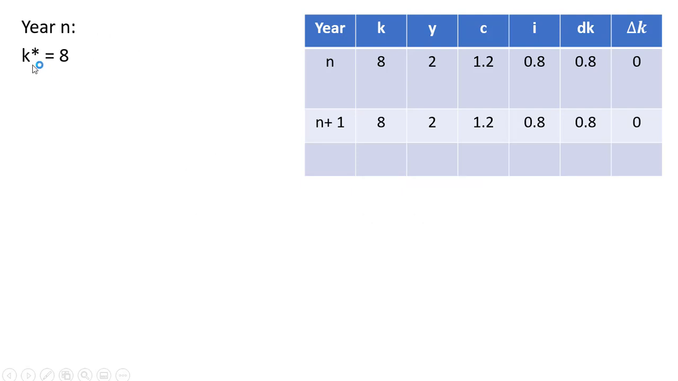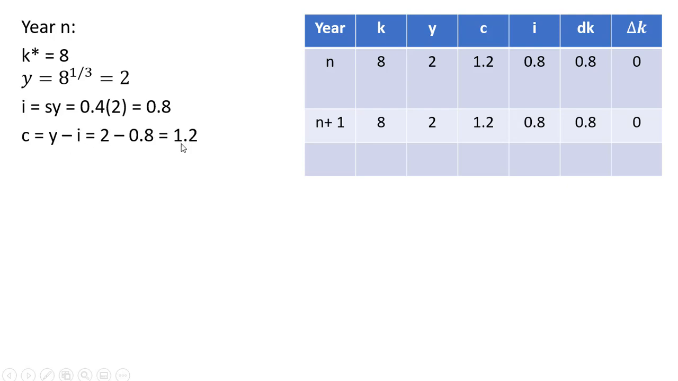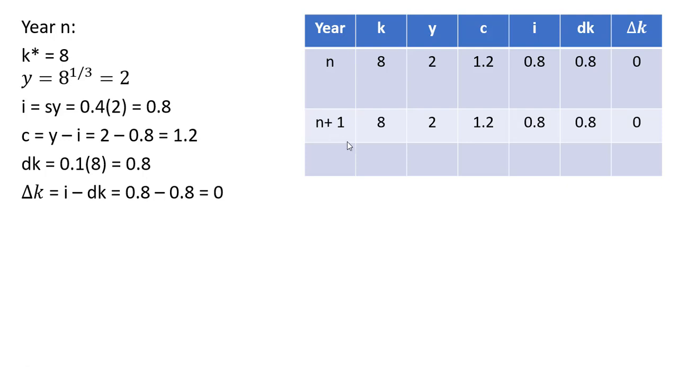So in year N, let's say the capital labor ratio is 8. This means output per worker is 2. Investment per worker is 0.8. Consumption per worker is 1.2. The depreciation is 0.8. So our change in capital will be 0. And so in year n plus 1, nothing will change. So we're at this steady state now where the capital labor ratio stays constant, output per worker stays constant, consumption per worker stays constant. So all the per worker quantities are going to remain constant once we reach this steady state.